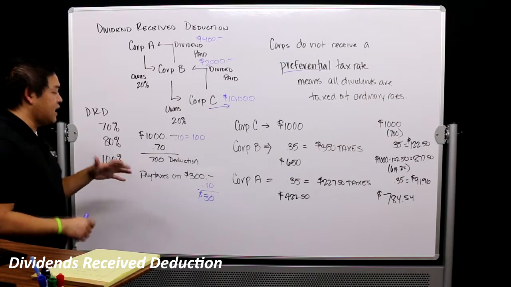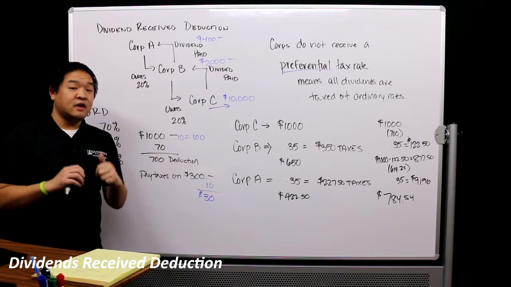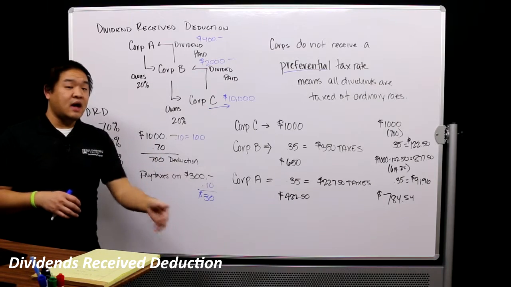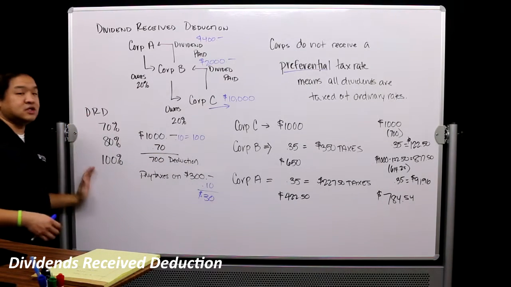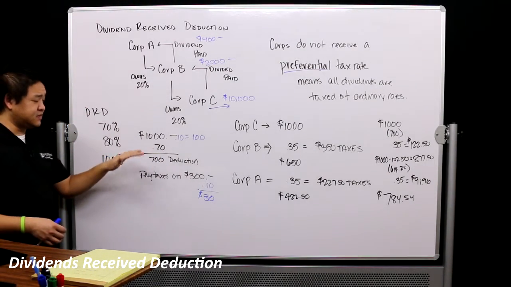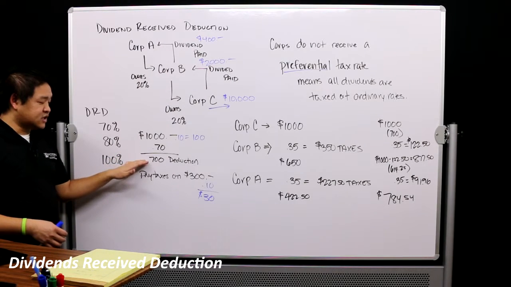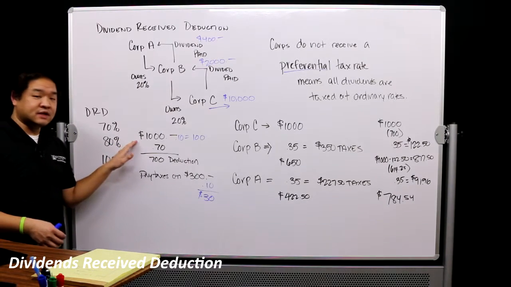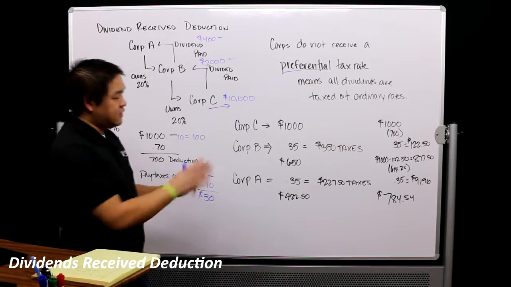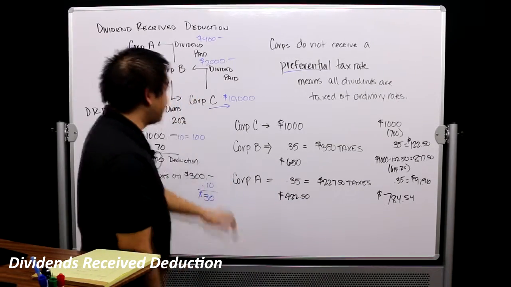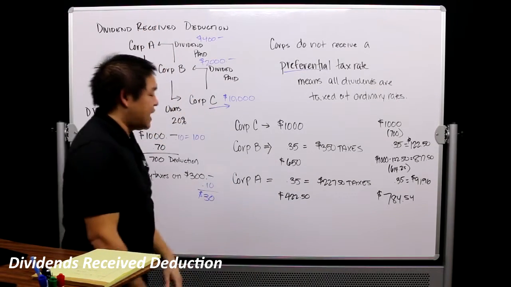All we do is we take how much dividends they would receive from the companies that they own, and then apply the proper percentages to get the dividend received deduction, and that deduction we subtract from the dividends that they receive. So let's give you a side-by-side on kind of how this happens and this whole double, triple taxation here.